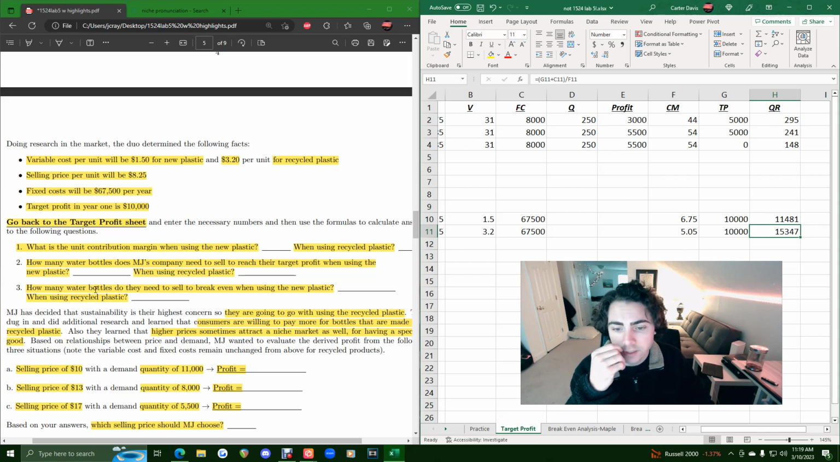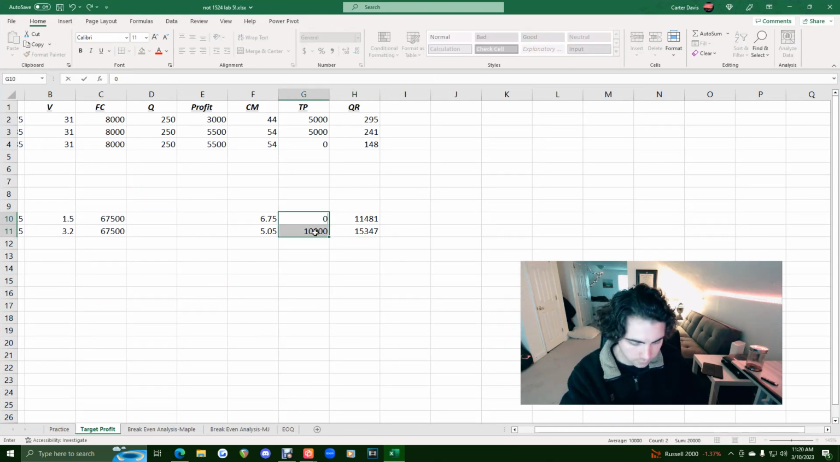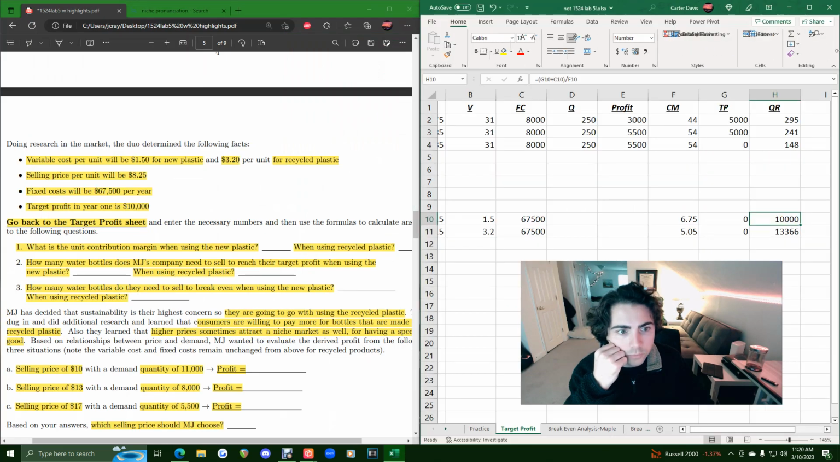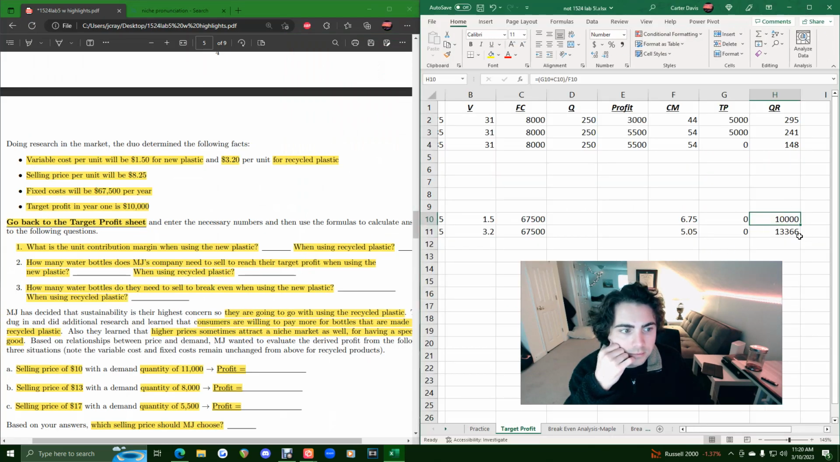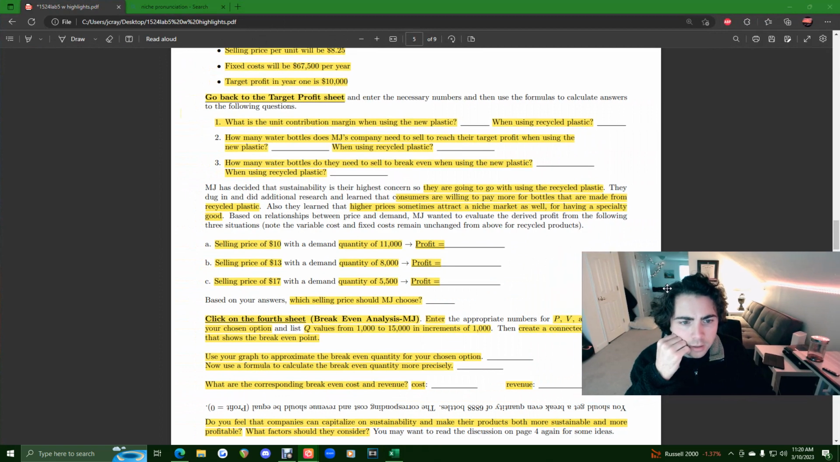How many water bottles do they need to sell to break even when using new plastic, when using recycled plastic? So to break even, let's just change these to 0 real quick. So to break even, they need to sell 10,000. That seems weirdly too exact. Okay, whatever. They need to sell 10,000 to break even, and they need to sell 13,366 with recycled plastic to break even. Okay, let's keep going.